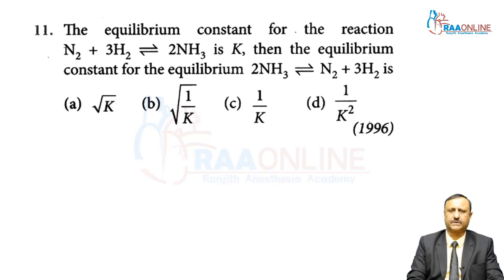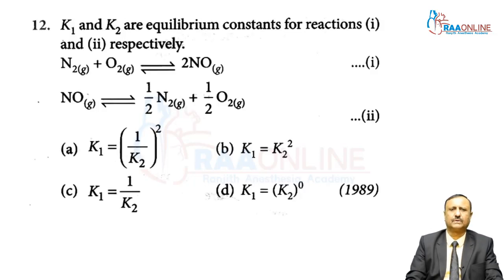The equilibrium constant for the reaction N2 plus H2 giving twice NH3 is K, then what is the equilibrium constant of the reverse equilibrium? My dear students, in this question the twice NH3 is reversed, twice NH3 gives N2 plus H2. So here this is K and here K dash, and K dash is 1 upon K. So for question number 11 you can go to answer B, because 1 upon K gives this target reaction, twice NH3 gives N2 plus H2. And this question was asked in the NEET 1996 exam. Now my dear students, we can go to question number 12.